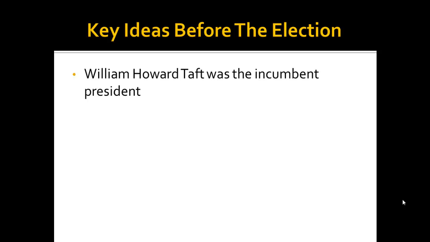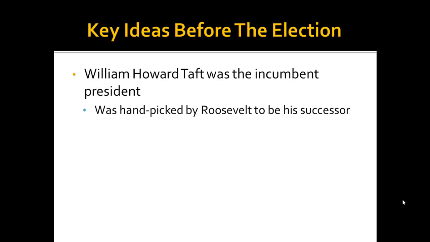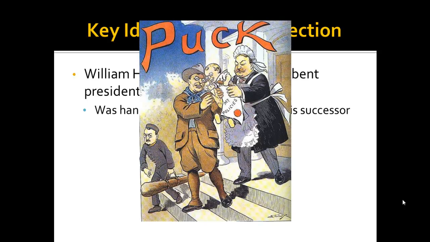Well, William Howard Taft was the incumbent president, so he is running for president again. And keep in mind, he was handpicked by Teddy Roosevelt to be his successor. Here's a very famous cartoon from Puck magazine. You see Teddy Roosevelt handing off a baby labeled "My Policies" to William Howard Taft. So he chose him to essentially continue with his policies.